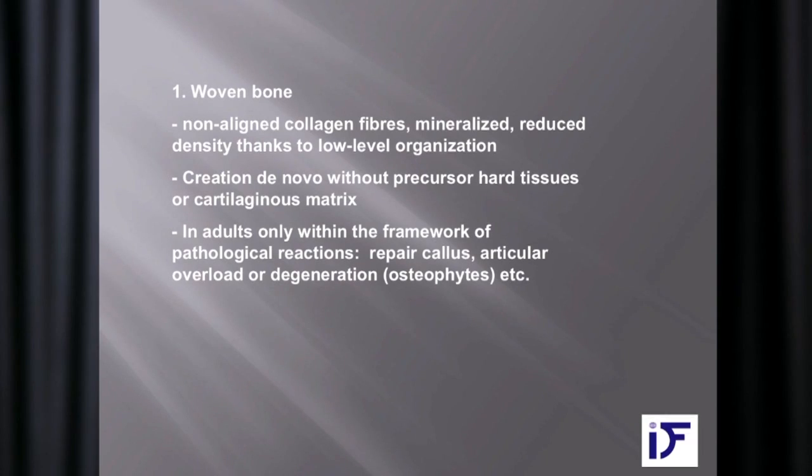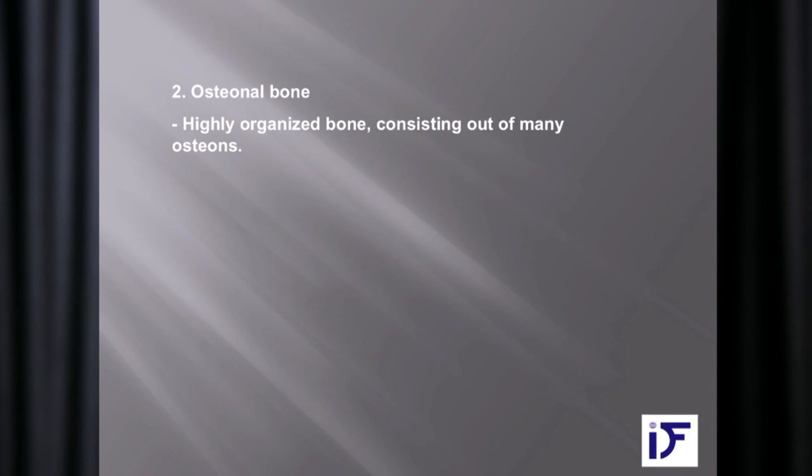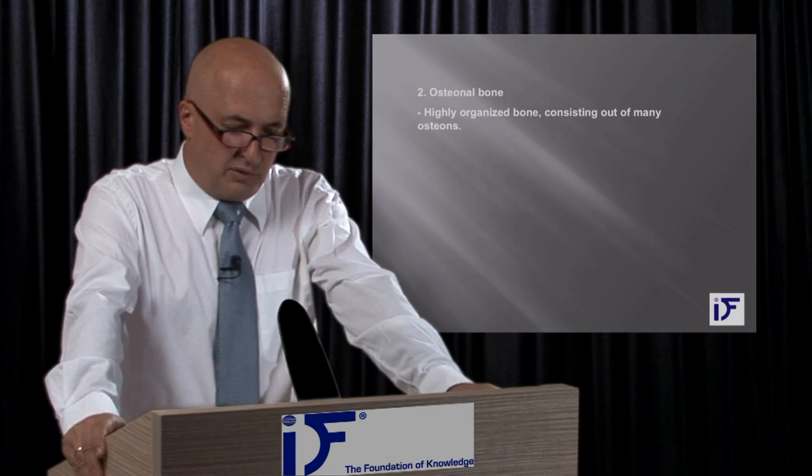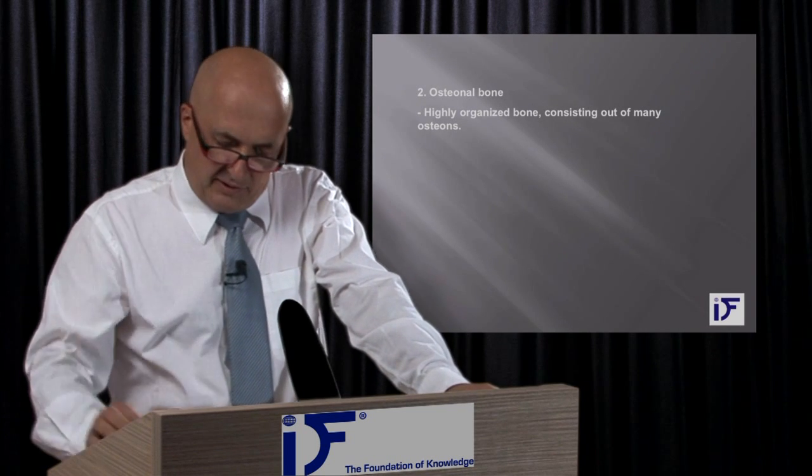So the first bone I want to mention here is the woven bone. Woven bone develops usually in fracture sites. Woven bone also develops in extraction sites, but woven bone is not a stable version of the bone. Woven bone develops, it matures, and it's resorbed. It is resorbed by osteonal bone. So all of our bones in the adult person consist of osteonal bone. It's a highly organized bone, and it consists of many osteons.